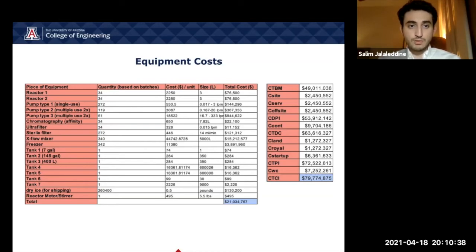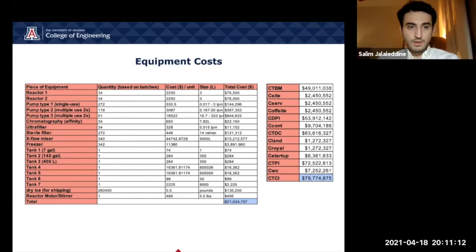This is because we will be producing 1 billion doses within 1 year, and each batch takes about 10 days to complete. So 34 batches will require 34 reactors. Another point to consider are the pump types and how both single and multiple use pumps were utilized within our manufacturing process. For example, for pump type 1, we used a single use pump that we determined would best perform the function required, and 270 of these pumps were needed within our process because 8 of these pumps were present and we need 34 batches to produce a total of 1 billion doses.